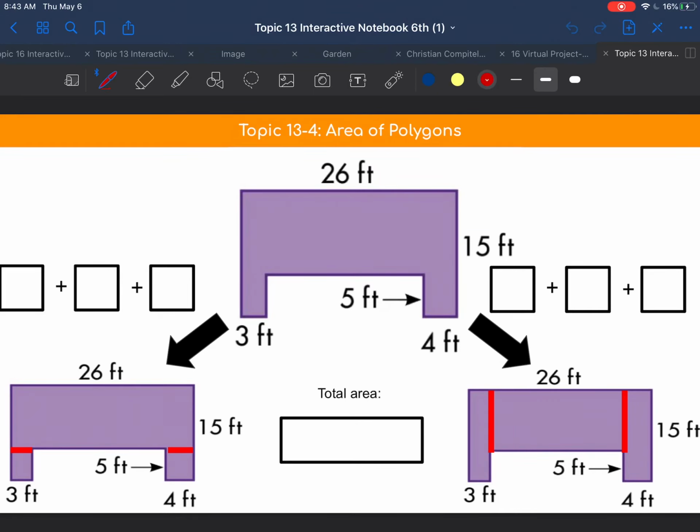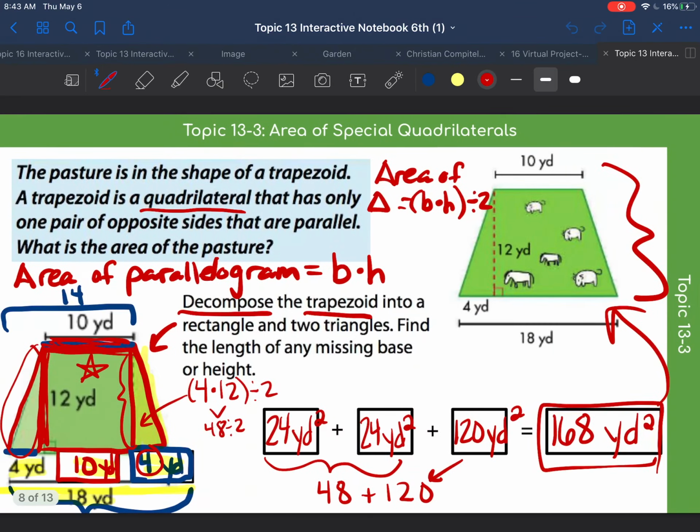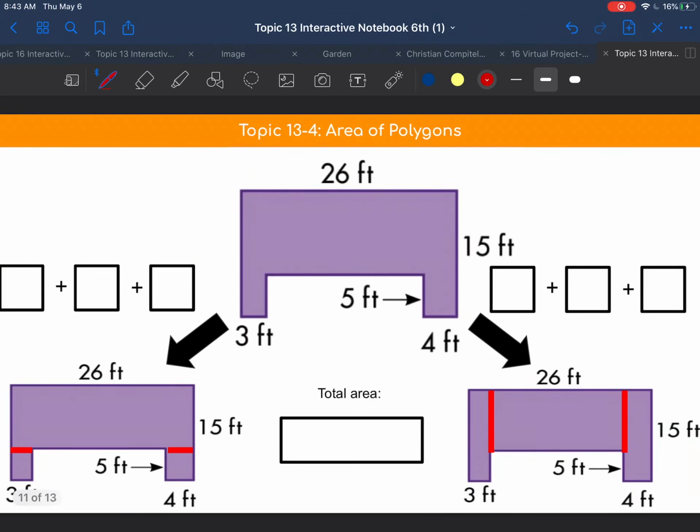Hello, sixth graders. So today we're going to be doing the next lesson in this topic, and it's very similar to yesterday. Yesterday, we had a shape that we didn't know how to find the area of, and what we did is we broke it into shapes that we do know how to find the area of, found the area of those specific shapes, and then added them together. And that's what we're going to be doing today as well.